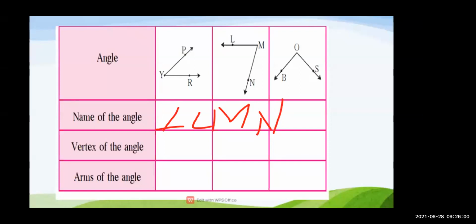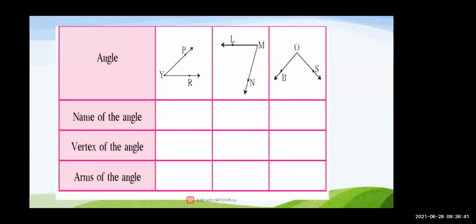Now next, the vertex of the angle. Very nice. The vertex of the angle is M. This is common. And the last, what are the arms of the angle? For the second one, what are the arms? Very good. Side ML and side MN. That means you people have understood vertex, angles, and arms. Now we will start with the third one.